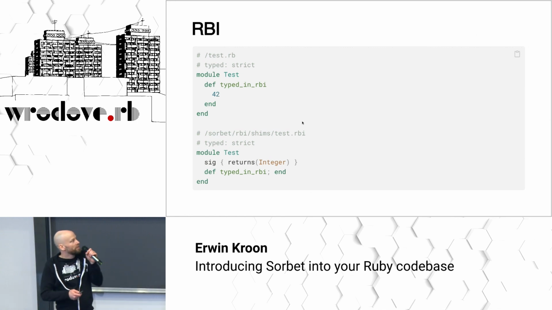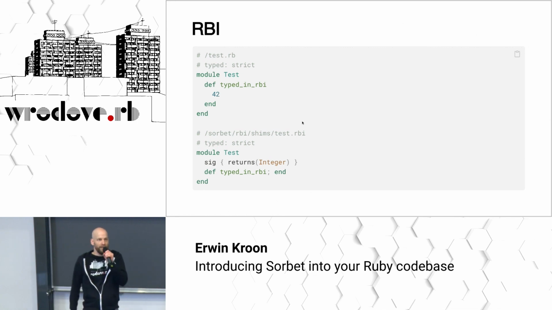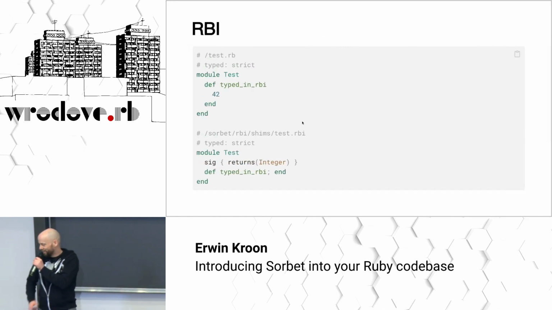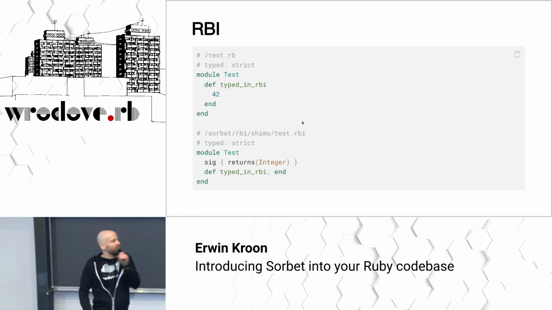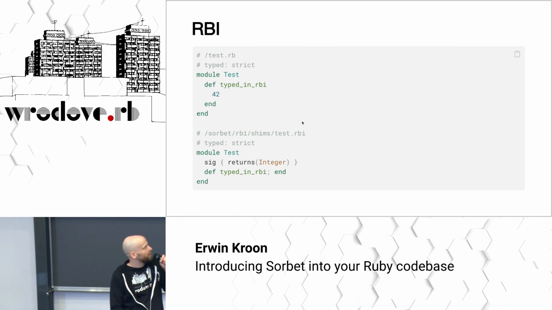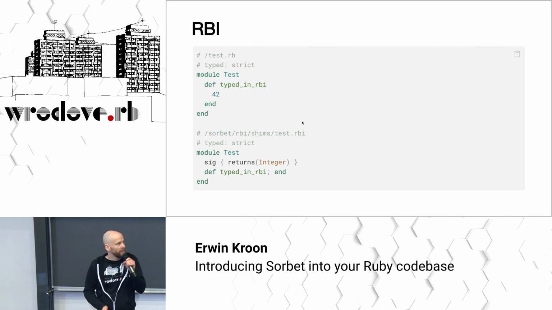Alternatively, instead of adding the types inline, we have RBI files. This is actually just normal Ruby, but we will not type any method definition, only definitions, but no implementations. In this case, we're not highlighting. We have a small method that says, hey, I'm typed in RBI. Then we have a companion RBI file, path is on the screen, and we define there what the signature is. That is also used this way if you have gems that are not typed and so on.